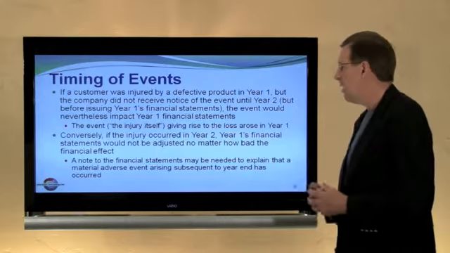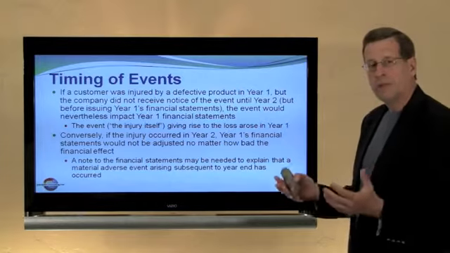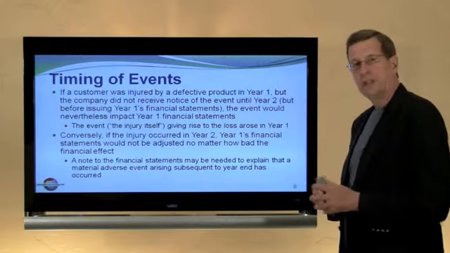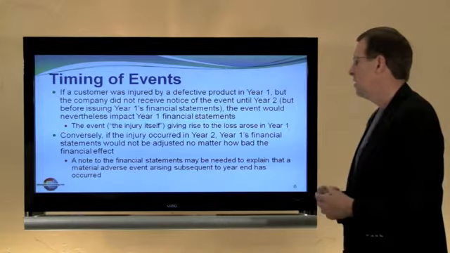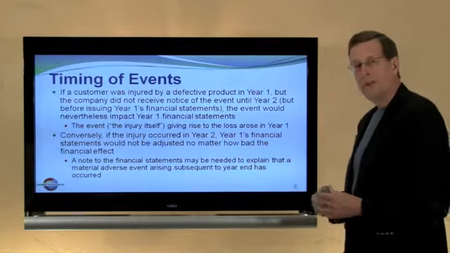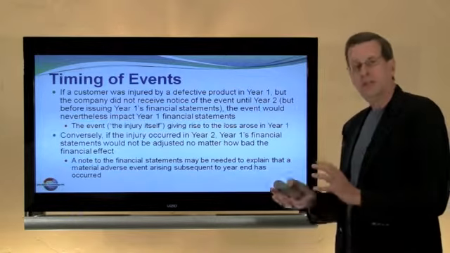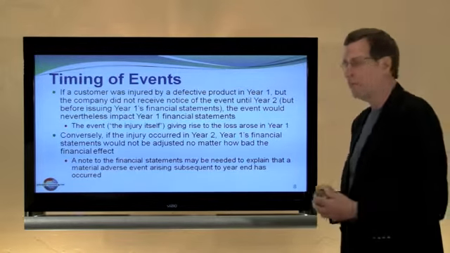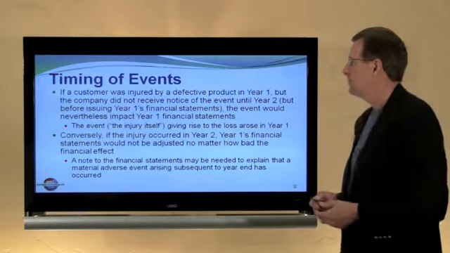If we flip this around, the injury occurred in year two, even though it might be very material and adverse, year one's financial statements are not affected because the event giving rise to the loss did not occur until year two. We might have a note to the financial statements saying, hey, subsequent to year end, this issue arose and we'll have this potential future cost associated with it, but we would not adjust the financial statements.